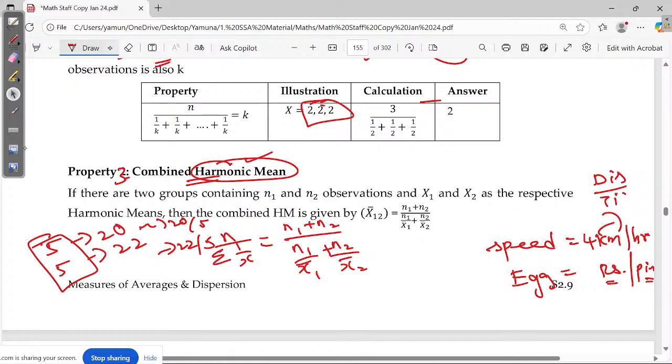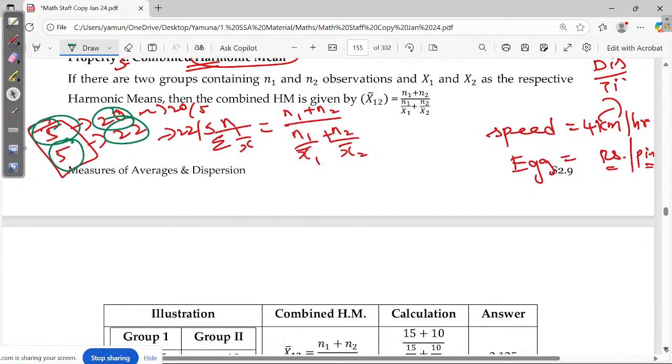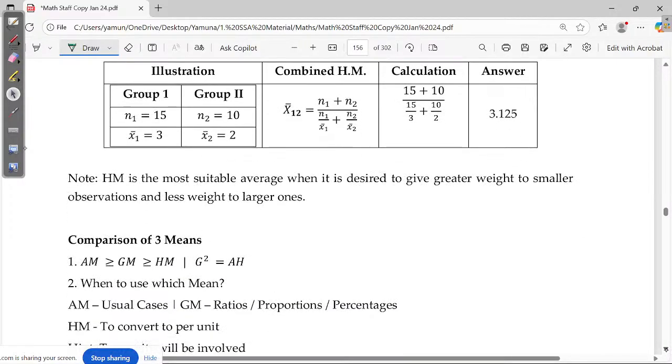So here I'm buying two sets of eggs. One is how much? 20 rupees. Which means one set of eggs is 5 eggs costing 20 rupees. In another shop, the same 5 eggs, but it costs 22 rupees. Here I have to use not the arithmetic mean, but the harmonic mean. Okay, so this is property number 3. Please make a note of this.